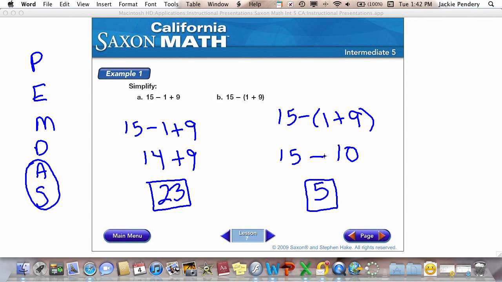So as you can see, even though the numbers are the same and the operations are the same, my answers are very, very different just because of these little parentheses right here. Parentheses make a huge difference. So this is correct without parentheses, but with parentheses, the answer suddenly changes to 5. Okay, so you have to make sure that you are paying attention to PEMDAS over here in order to make sure you are going and doing all of your operations in the correct order. Okay, let's look at example 2.